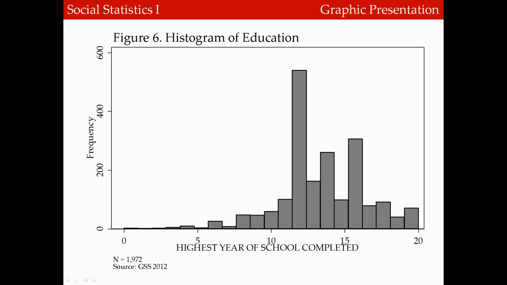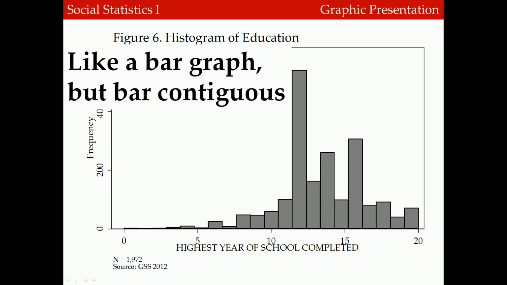So here's an example of a histogram for education. Notice that it looks much like a bar graph. The only difference is the bars are actually touching, that is, they're contiguous. That's to indicate that the horizontal axis measures the values of the variable education on a continuum.